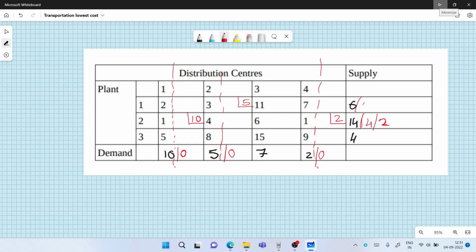What is left now is 1 million liters that needs to be adjusted to some distribution center. That is, in this case, it's distribution center number 3 itself. Okay, from plant number 1. Now let's go about it. Now, since the position of the cells are fixed, that is position of cell 1, 3, cell 2, 3 and cell 3, it's fixed. We can't change.